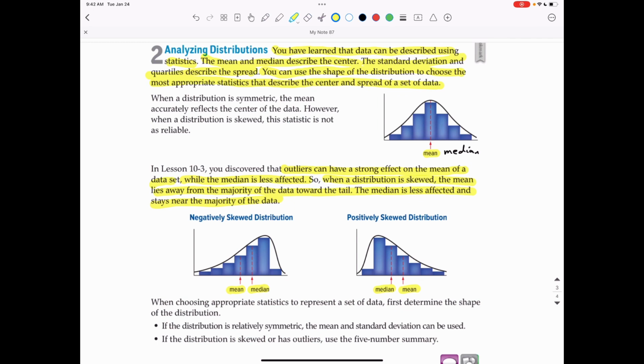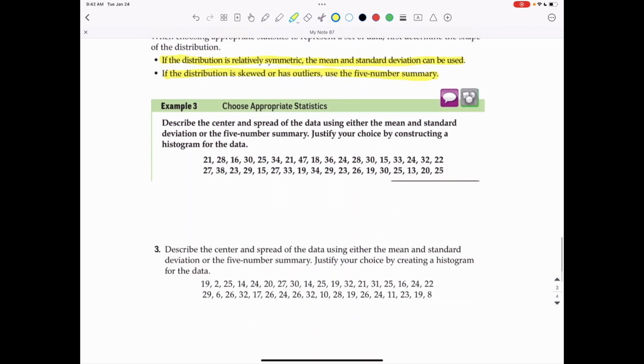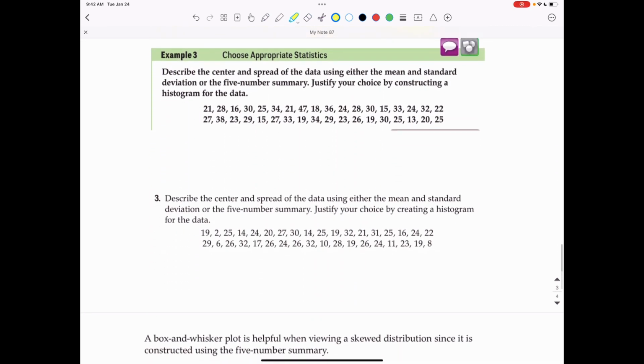So when we're trying to determine what the center of data is and the spread of the data, usually what we do is look at a distribution. And if the distribution is relatively symmetric, the mean and the standard deviation are going to be used. But if the distribution is skewed or has outliers, we're going to use the 5-number summary. So describe the center and the spread of the data using either the mean and the standard deviation or the 5-number summary. Justify your choice by constructing a histogram of the data.